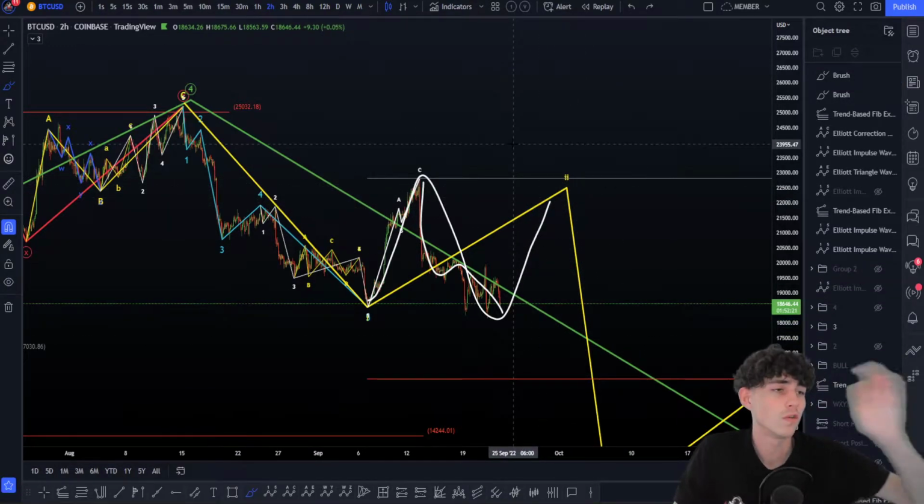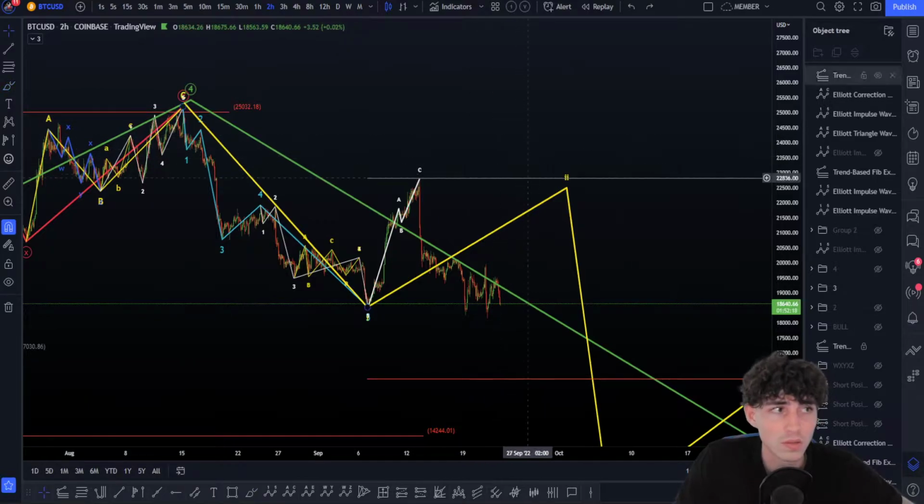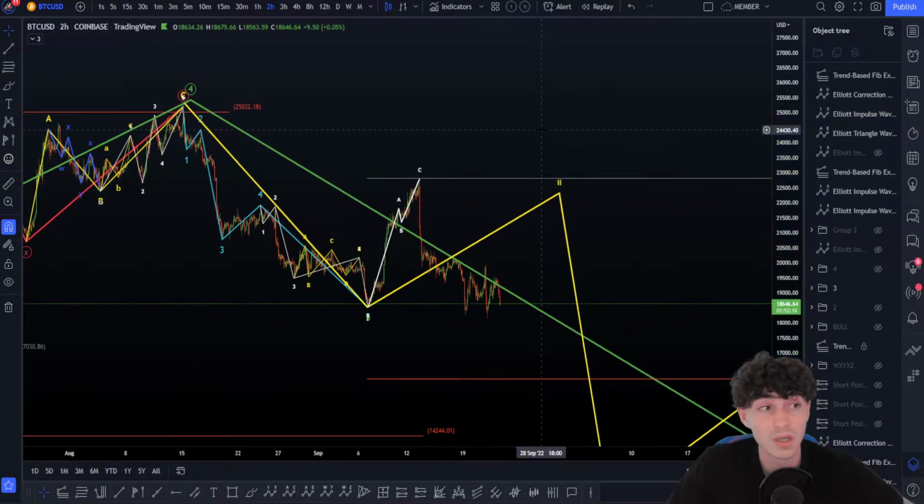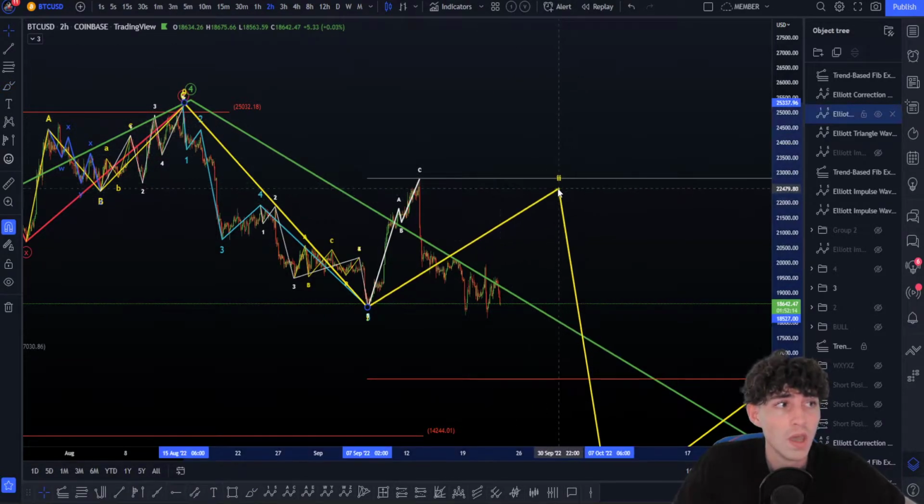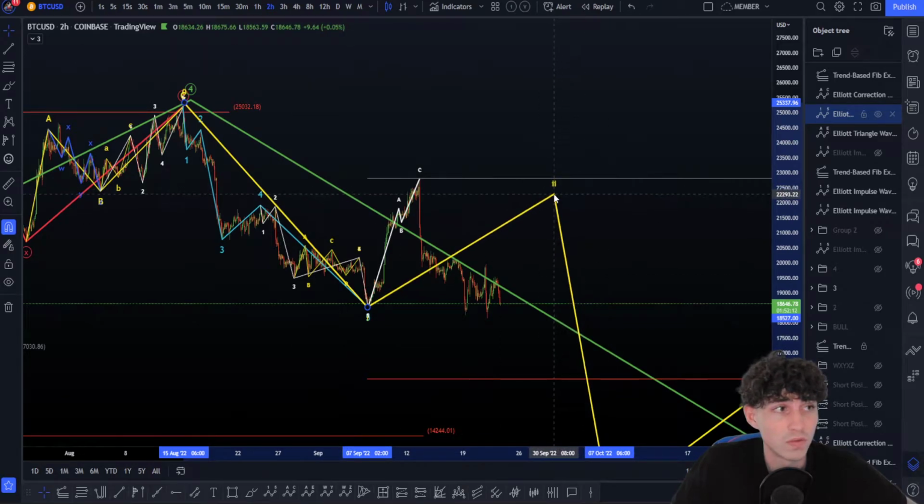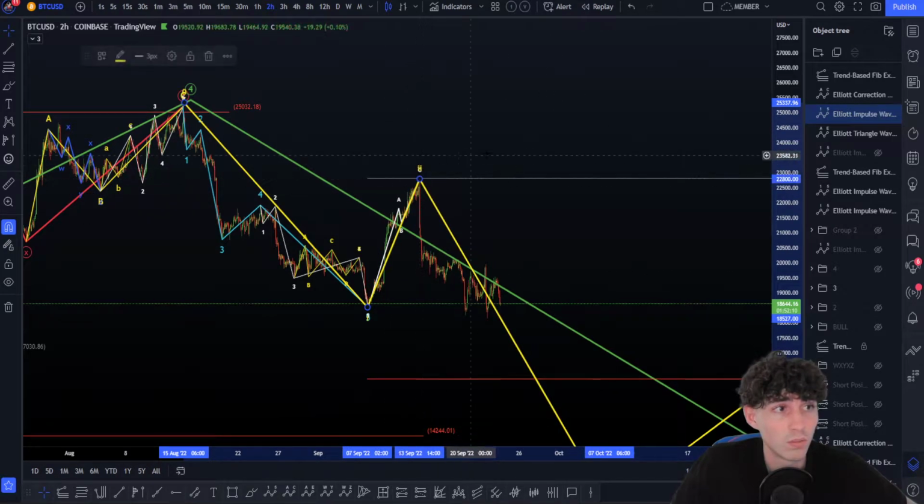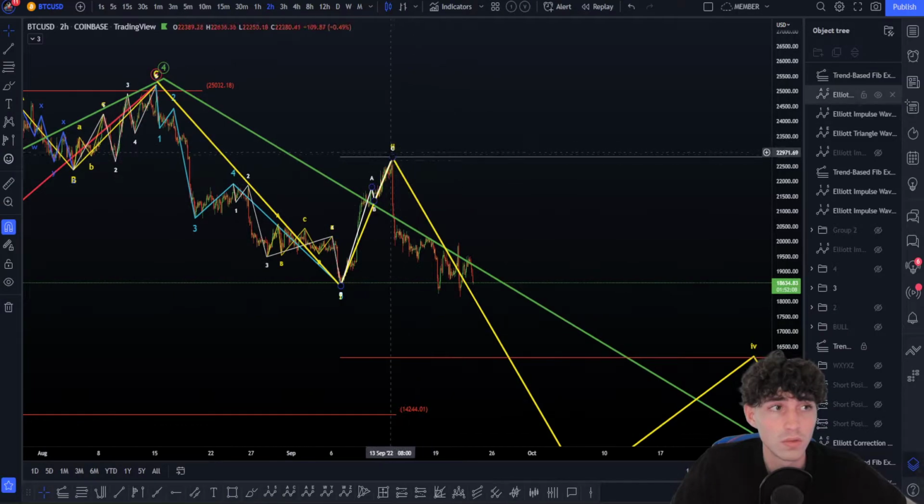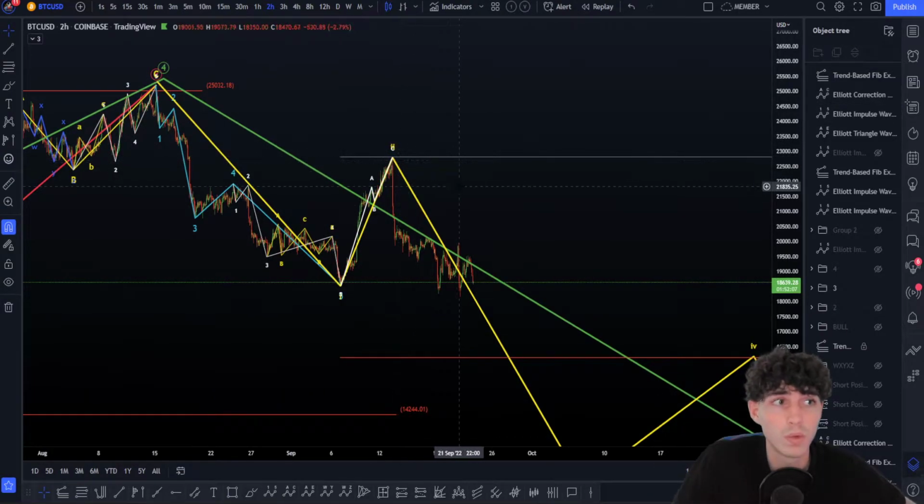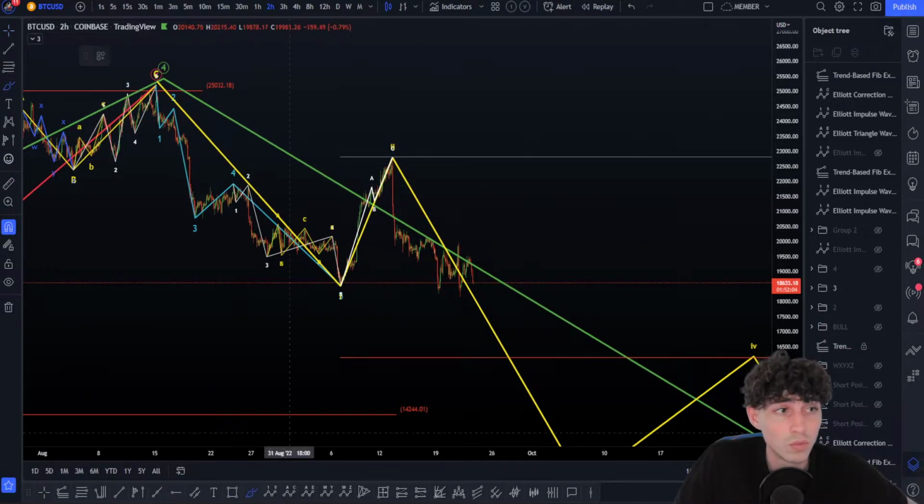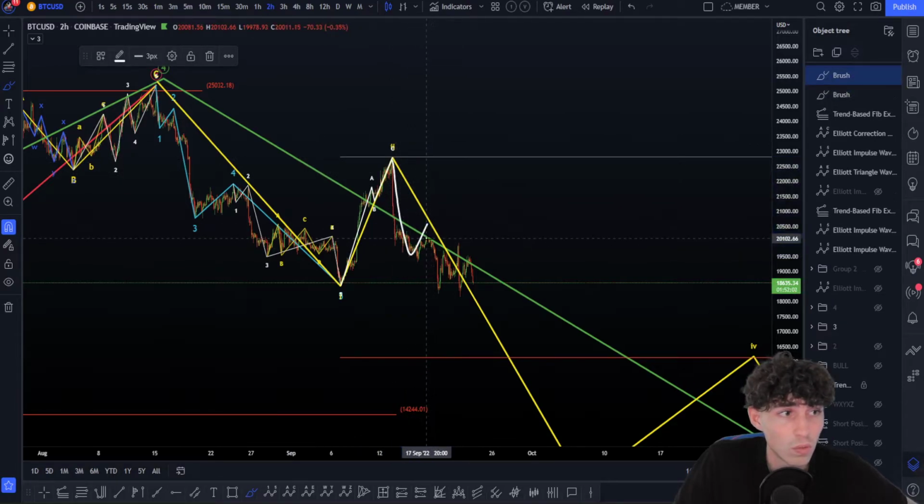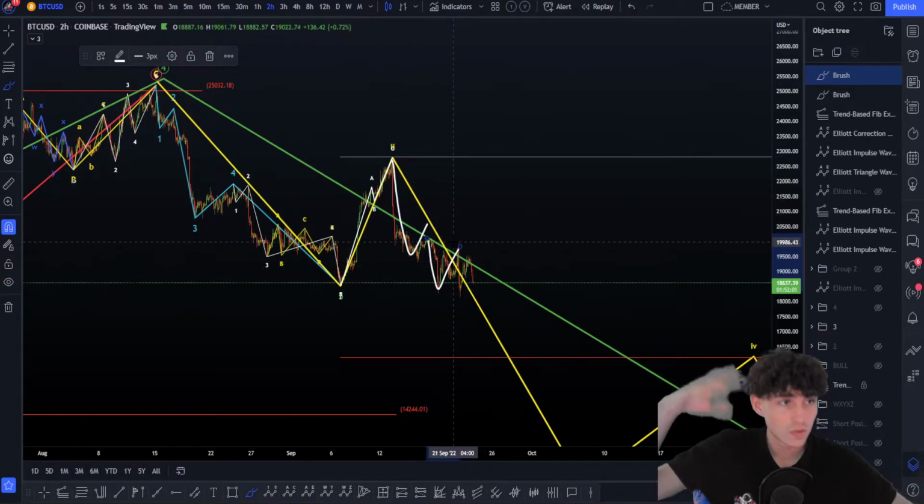Again, there are a lot more scenarios. I'm not going to cover that in this update because otherwise it's going to be too long, and this is more for VIPs. But it's possible to make wave 2 later. It's also possible that wave 2 is already done, that we're already in wave 1, 2, 1, 2 right now, and so now to start the move to the downside.